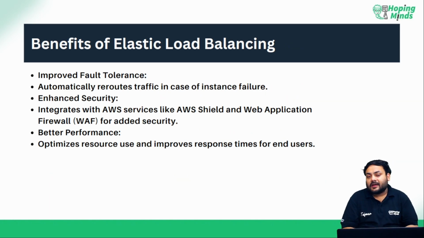Apart from that, it improves fault tolerance. Whenever there is any kind of fault, disaster, or breakdown, it helps us a lot. Then we have automatic rerouting of traffic: if there are multiple targets and the first target fails, it is going to reroute to the healthy instances. Then we have enhanced security, as it can integrate with multiple AWS security services, whether it is AWS Shield or WAF, anything.